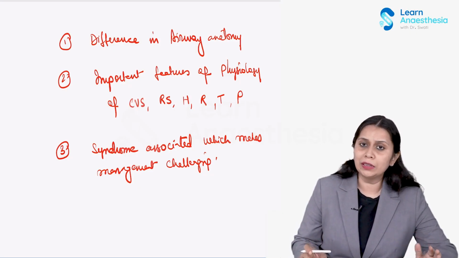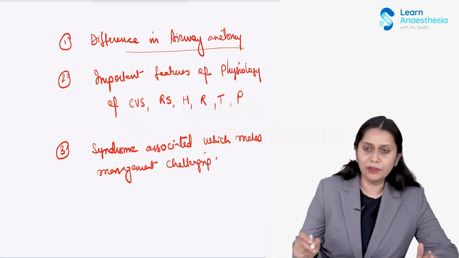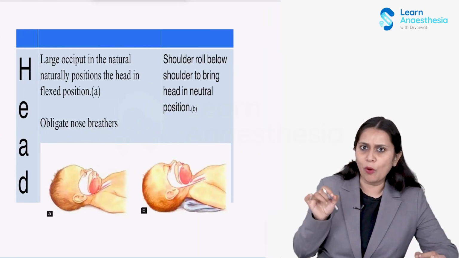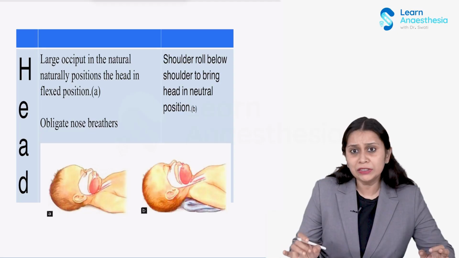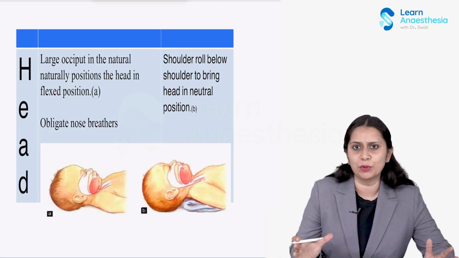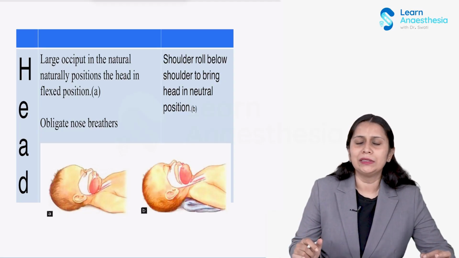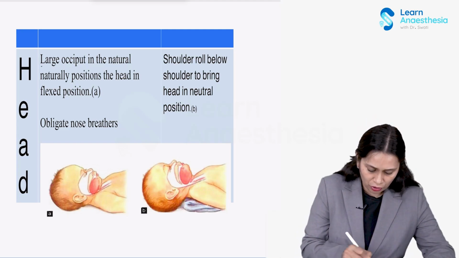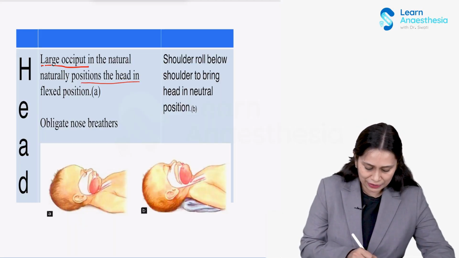So let us start with the first important thing, difference in the airway anatomy. How is the anatomy of airway of a pediatric patient different from adult? So in a tabular form, we will go one after another, right from starting with head. So if you have seen a child, you must have noticed that they have a big occiput. They have a big brain and they have a big occiput. And because of this big occiput, their neck is naturally in a flexed position, right? So they have a large occiput, and this large occiput naturally positions their head in a flexed position.